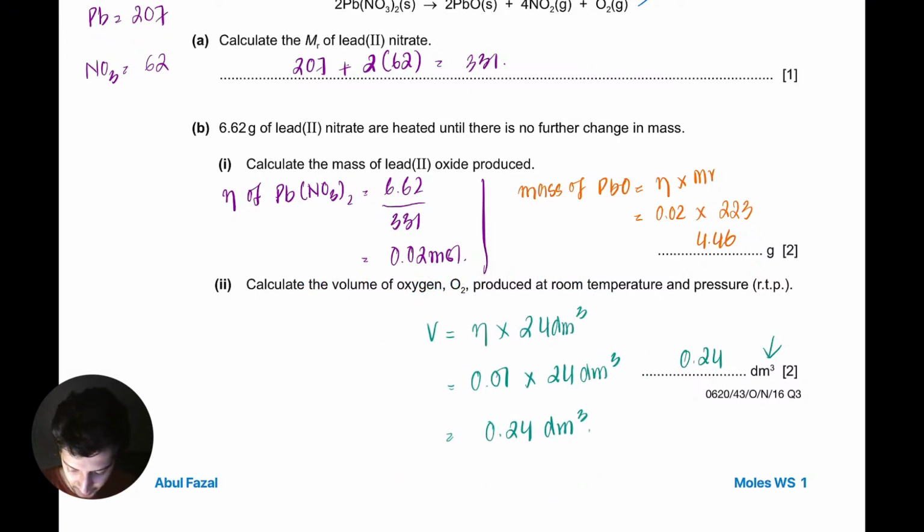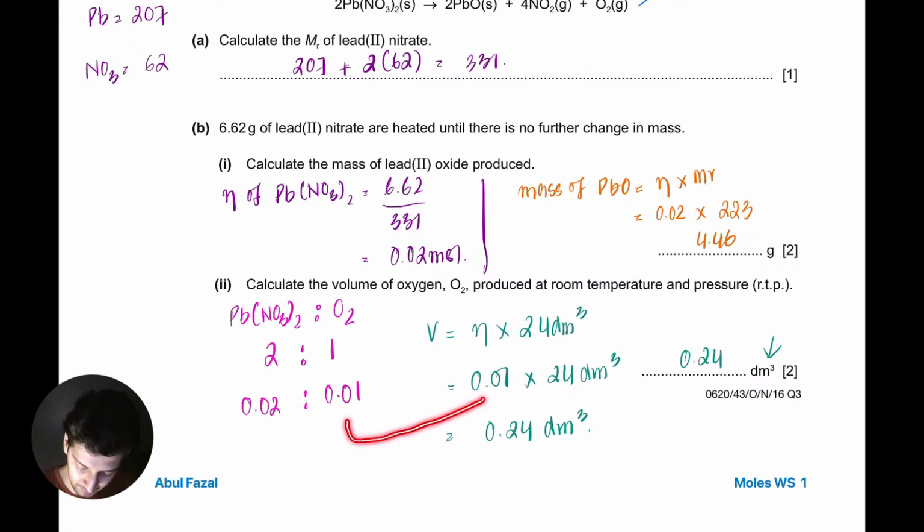I'll add that working. I'm focusing on Pb(NO3)2, and the ratio of moles is 2:1. What do I have? 0.02 will give me 0.01. So the moles are the same, right? I didn't make a mistake while calculating the moles of oxygen, and I used that for this calculation, and it's fine. So I'm getting 0.24.